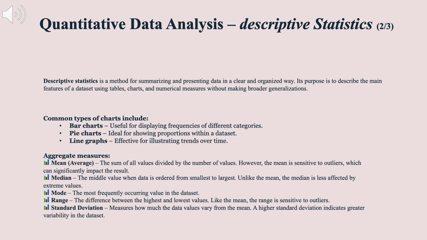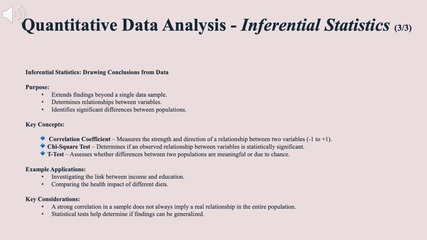By combining tables, charts, and aggregate measures, researchers can effectively summarize, interpret, and communicate data, making patterns and trends easier to understand. Inferential statistics aims to reach conclusions that extend beyond a single data sample, e.g., whether there is a relationship between two variables or whether a difference exists between two populations. Thus, inferential statistics is used for making inferences from collected data to more general conditions.